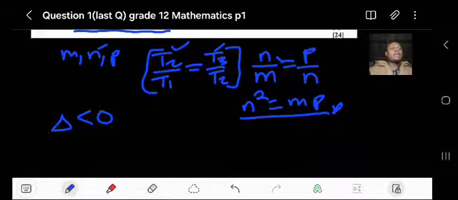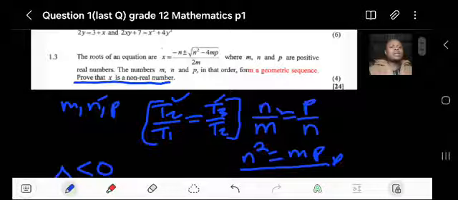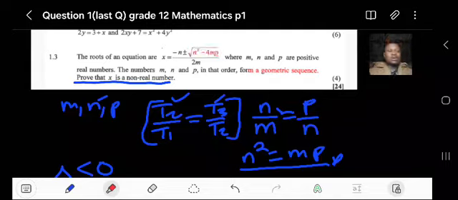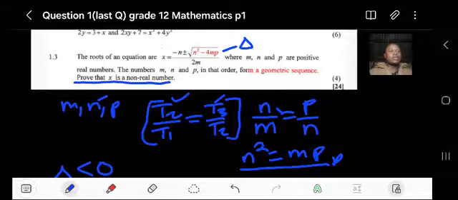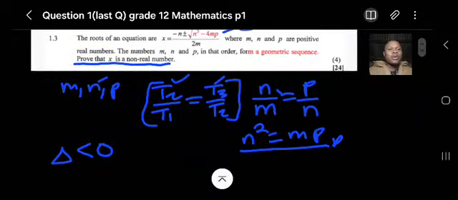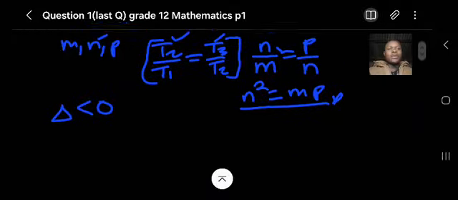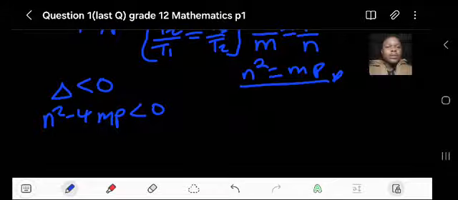If you're given a quadratic like this, delta is what is inside the square root. What I've highlighted inside the square root is our delta, always. Here it's n squared minus 4mp. So we need n squared minus 4mp to be less than 0.